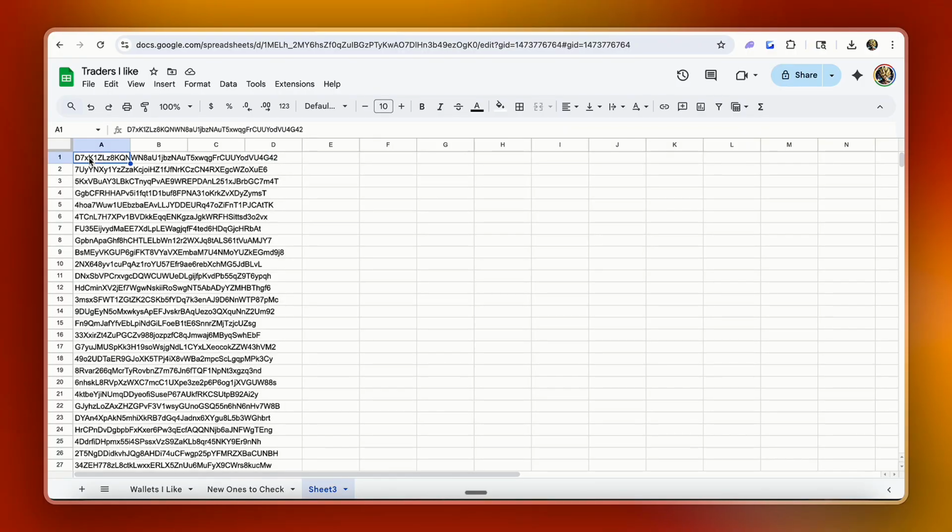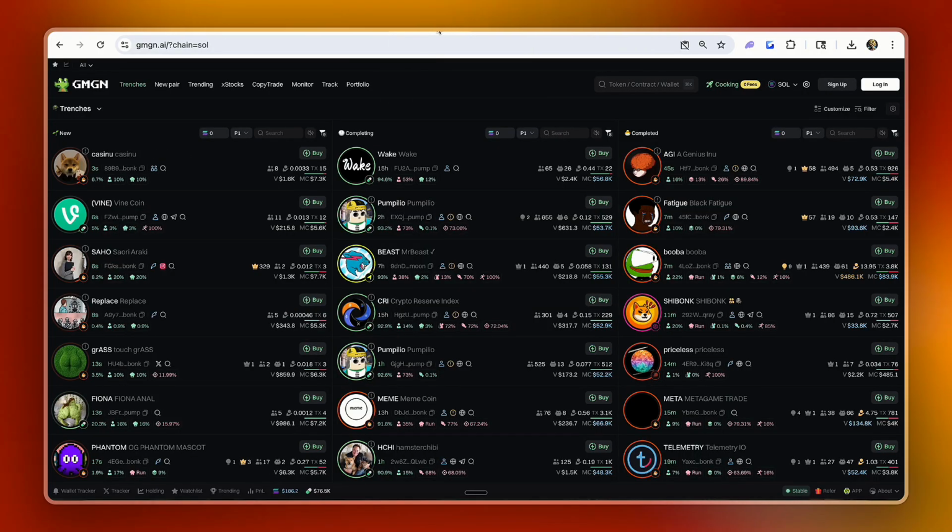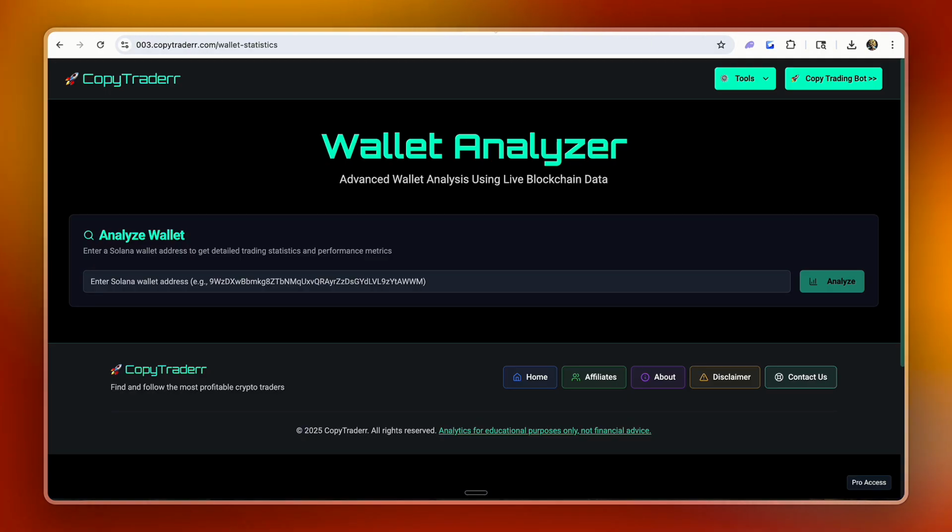Okay, so what are we going to use to check each one of these traders, and what do we look for? That's what you are going to learn now. So to check traders, I use 2 tools. One is free, which is GMGN, and the other is on my platform, CopyTrader, which is the wallet analyzer, which you saw before. You don't have to use this.